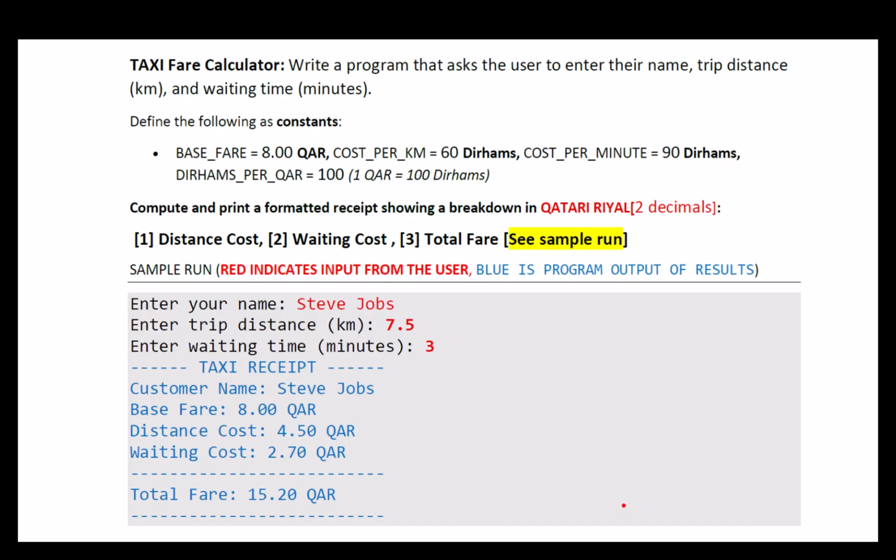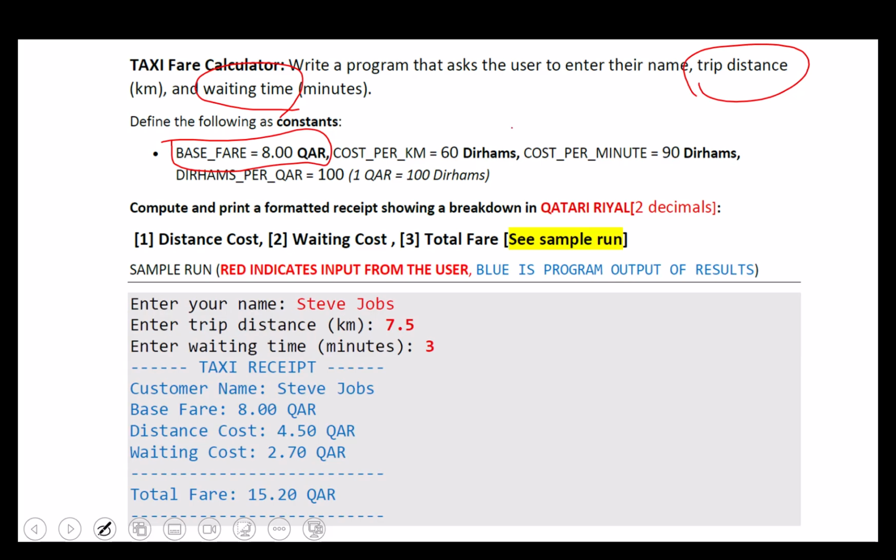Another example in a simple input processing output program is going to be like calculating taxi cost. This is a taxi calculator. Of course, the rate depends on the distance and the waiting time. So let us say here our taxi charge you base rate 8 riyals. Yani when you get in the taxi, the starting rate is 8 riyals.